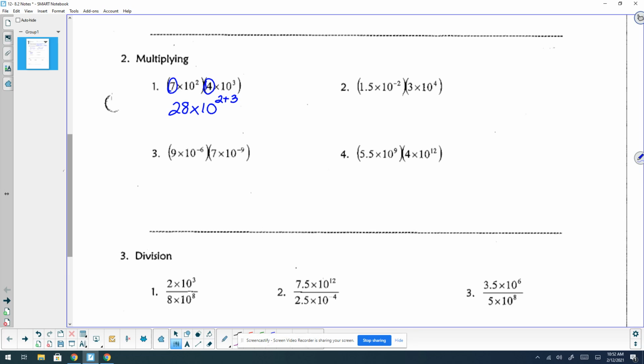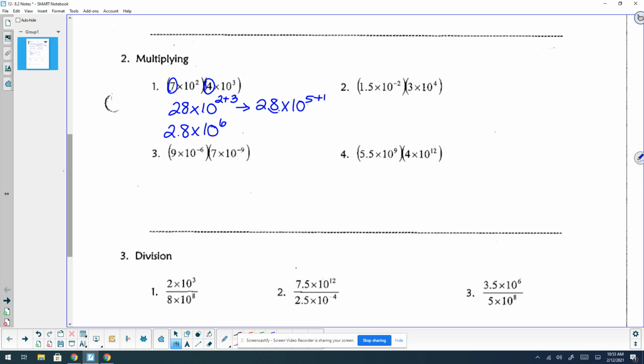So this ends up being 28 times 10 to the 5th power. Now, I have to check and see if I have it in scientific notation. Well, right now, I have two numbers to the left of my decimal, which means I have to move my decimal one place to the left, which means I'll add to my exponent, giving me 2.8 times 10 to the 6th power.